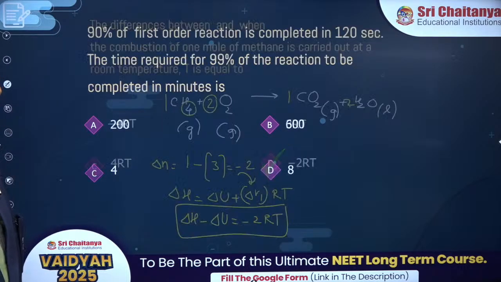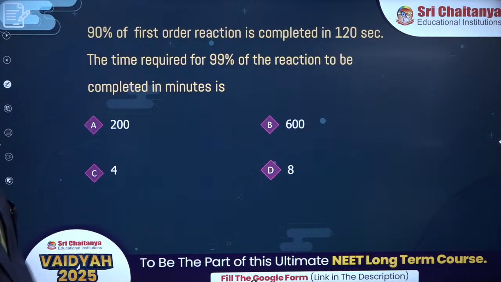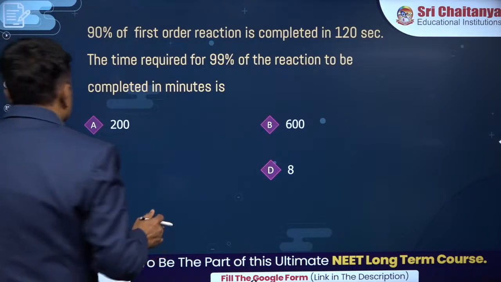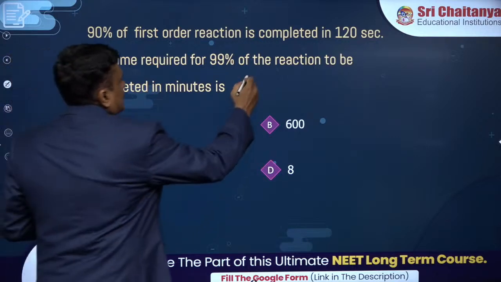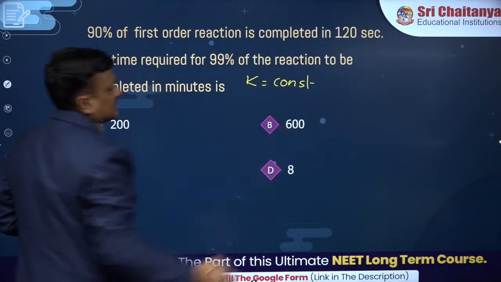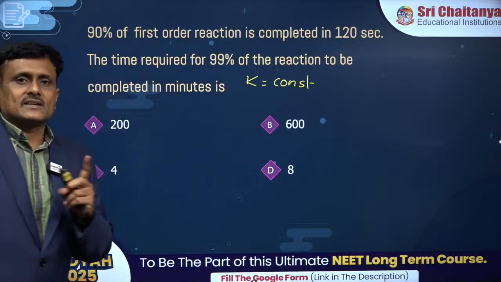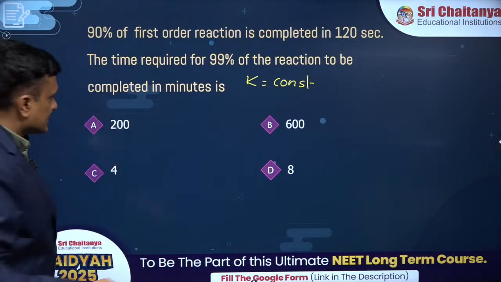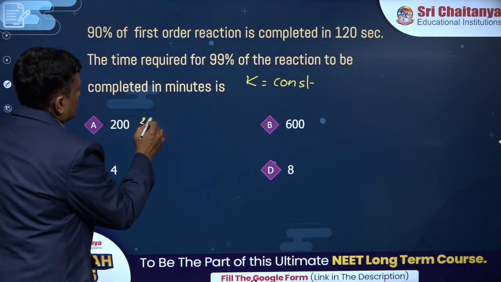Okay. 90% of a first order reaction is completed in 120 seconds. The time required for 99% of the reaction to be completed, in minutes. Let's solve. You know it is a first order reaction, so K remains constant. So let me take the scenario where we are comparing the K for 90% and 99%. K is equal to what? 2.303 by t.